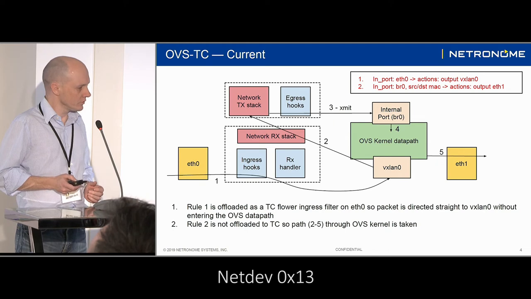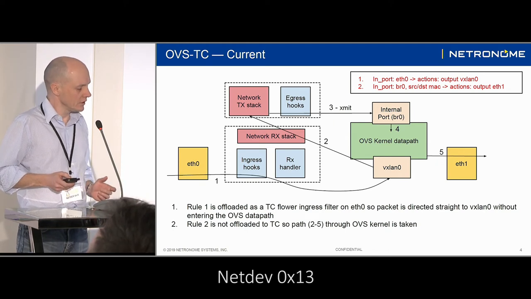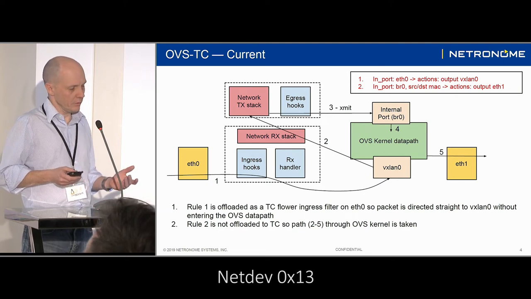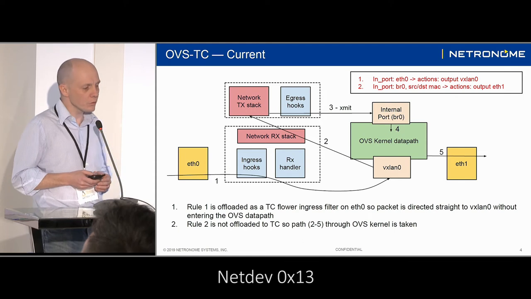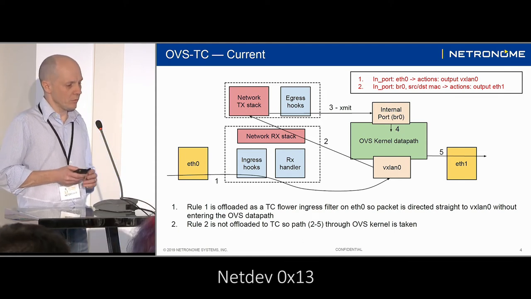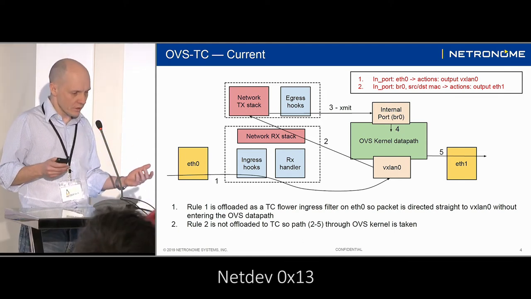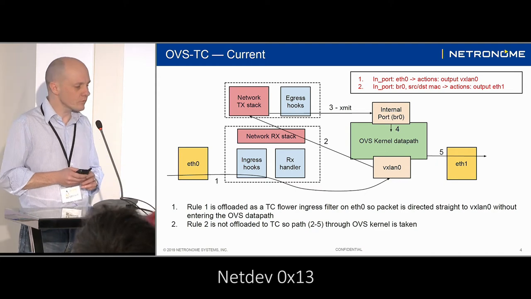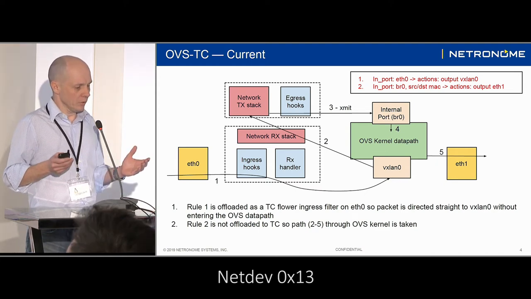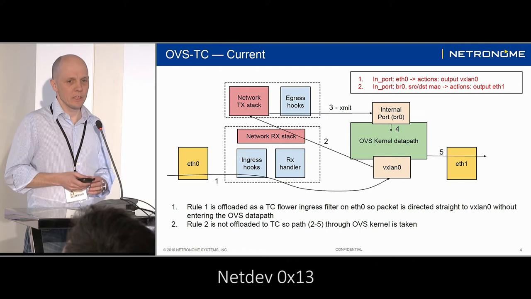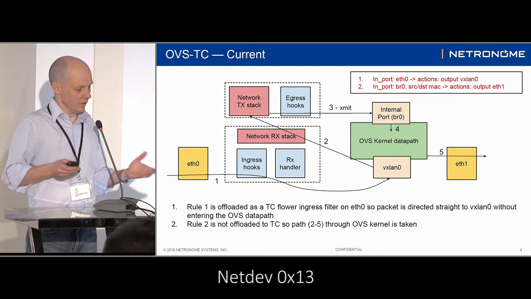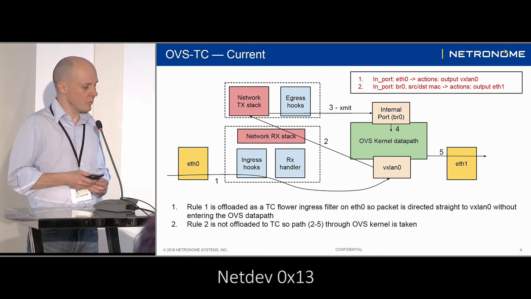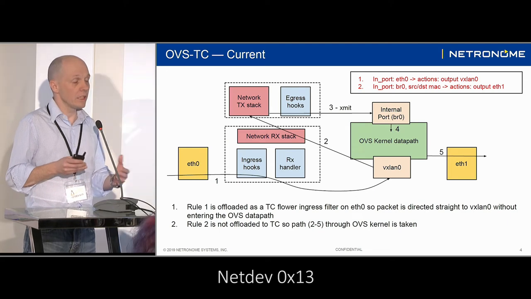So what happens today if we try to set this up? We would ordinarily have two OVS rules. So the input port would be E0, it matches on that, it's great. Maybe some other criteria as well. And then the action is simply to output to the VXLAN, and the VXLAN netdev pushes the encapsulation on the packet.